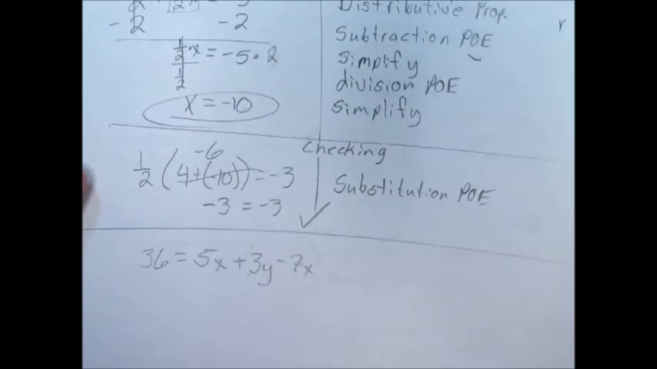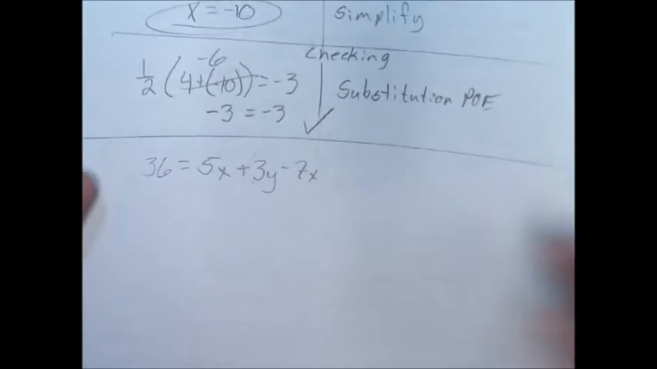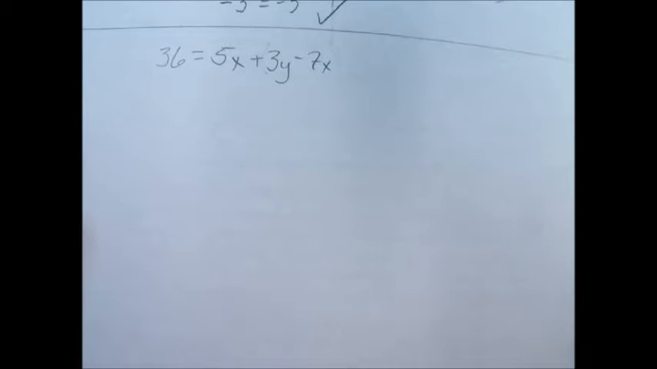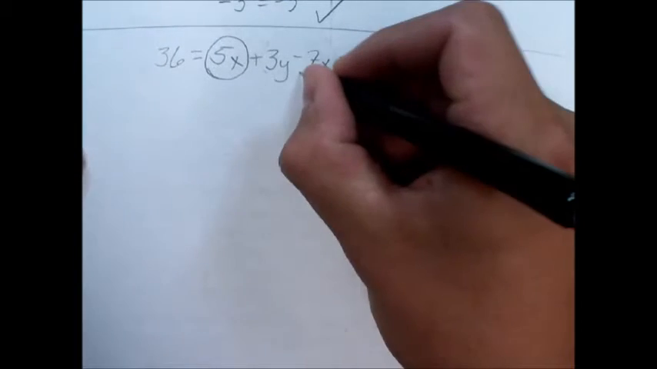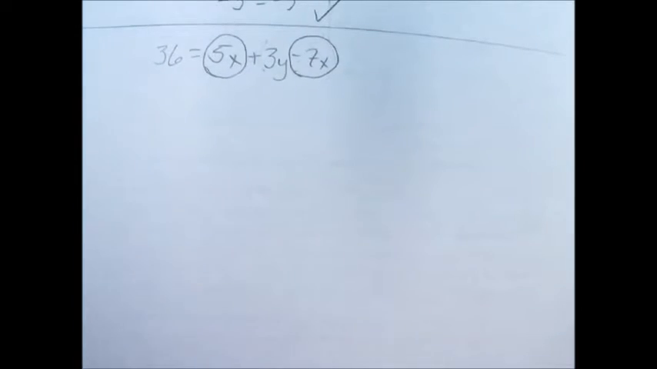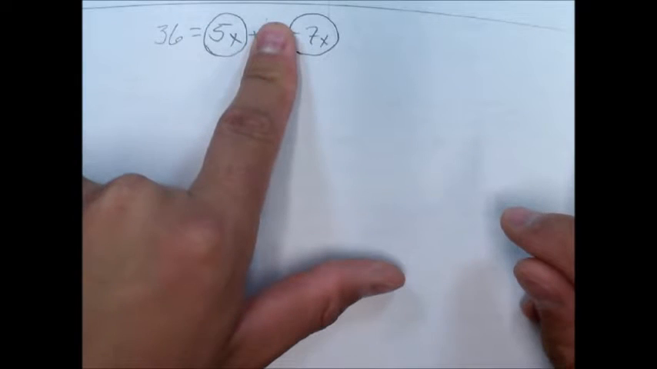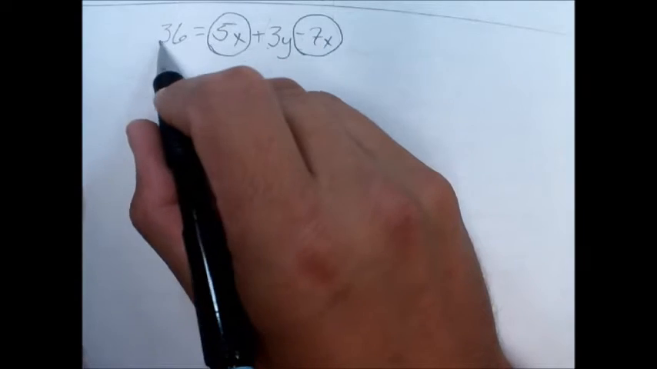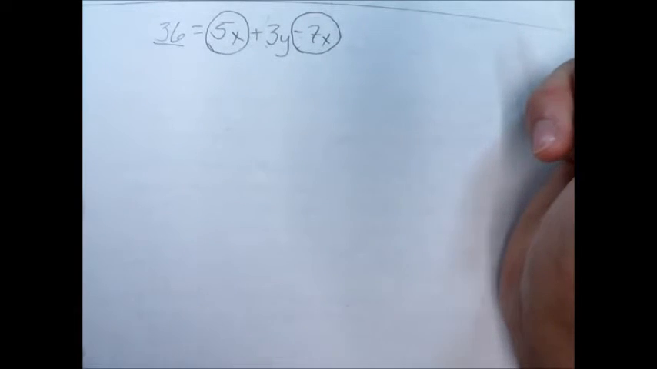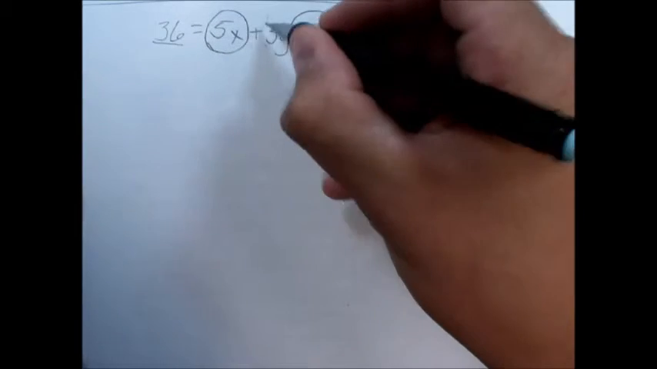Now, I need to identify like terms. Like terms are the things with the same last name. That's what you'll hear me say a lot. Same last name. Okay, so I want you to first circle the x's. So there's a 5x and a -7x. Notice that I circled that operator with it. The negative and the minus look exactly the same because they are the same. Next, I have a 36, which has no other thing like it, and I have a 3y, which has no other thing like it.